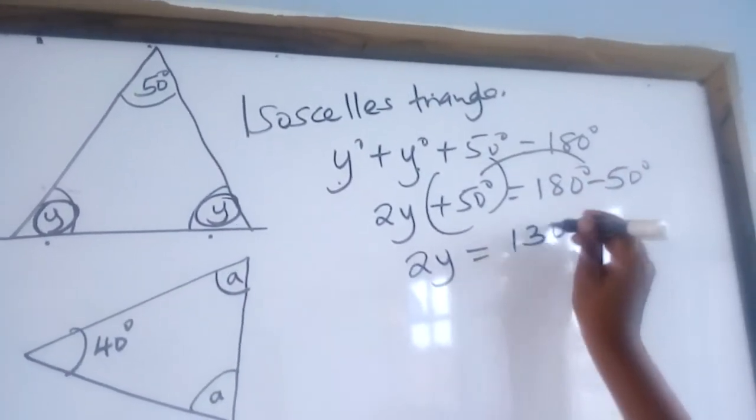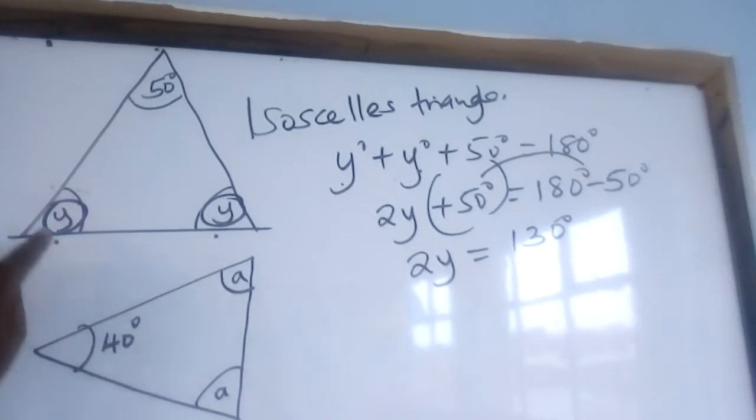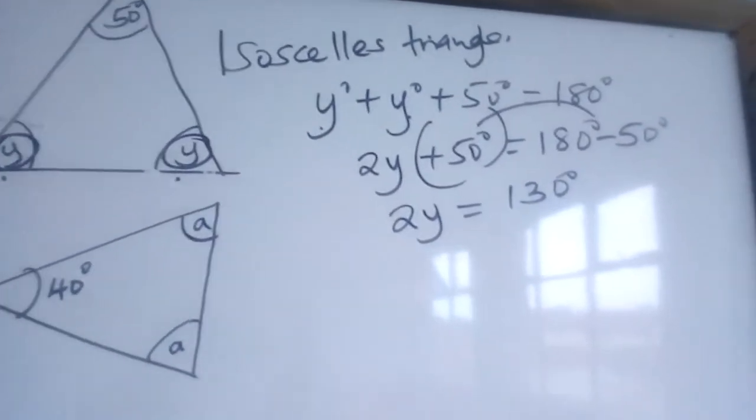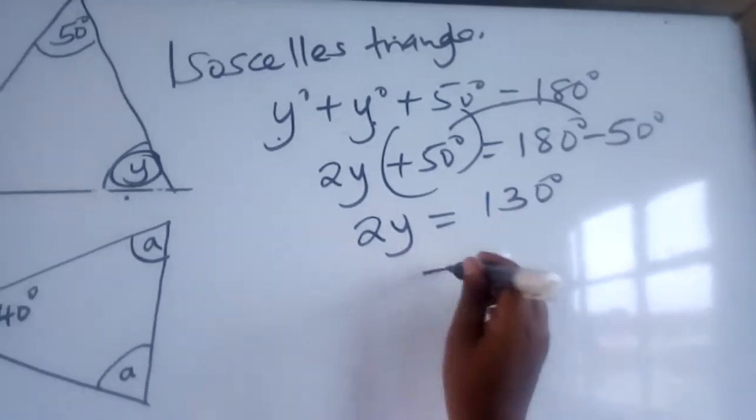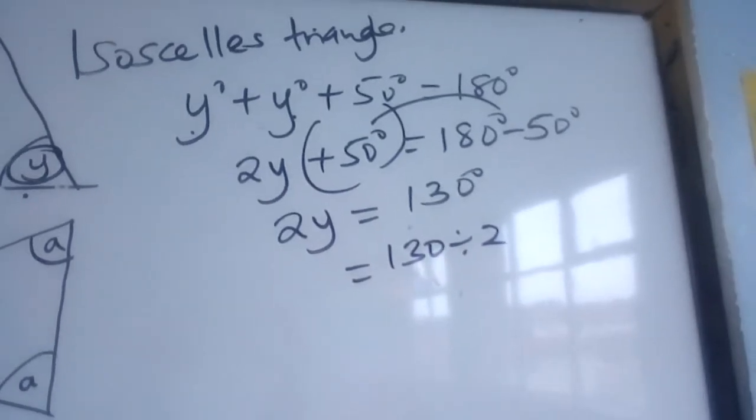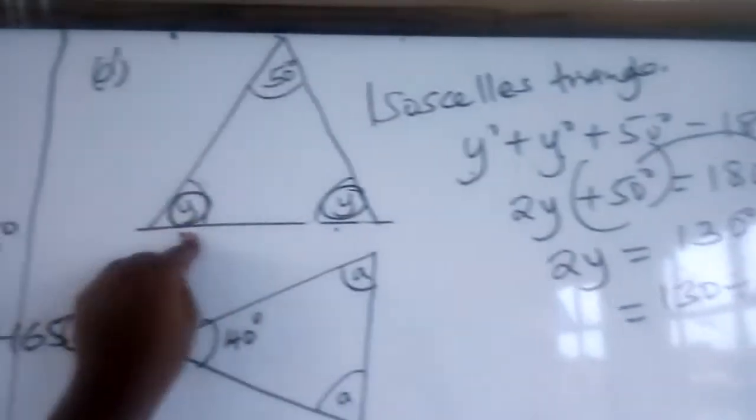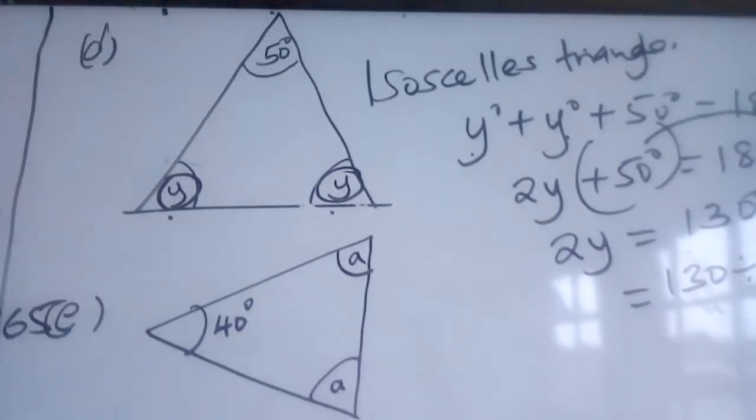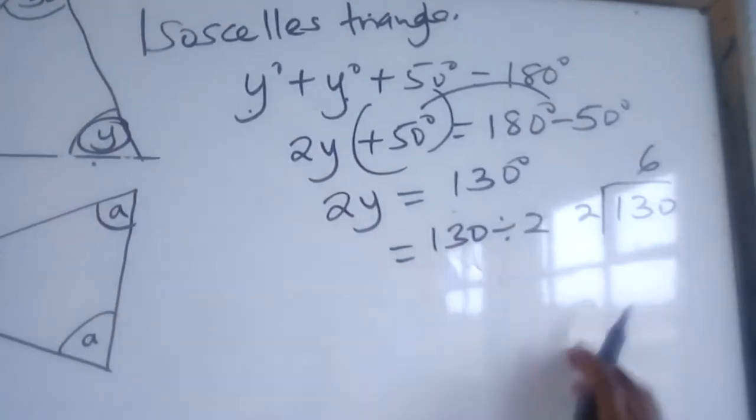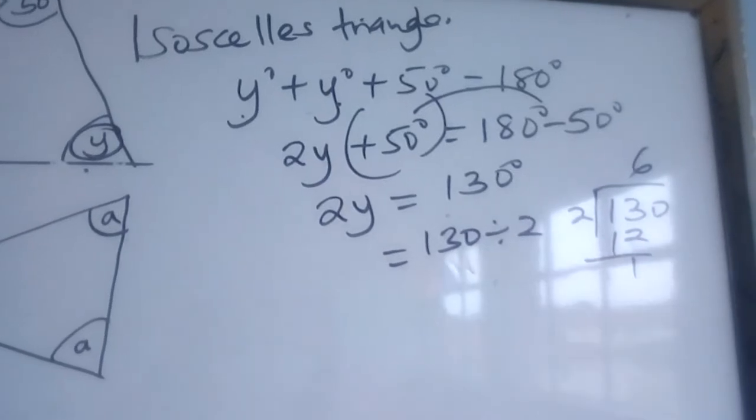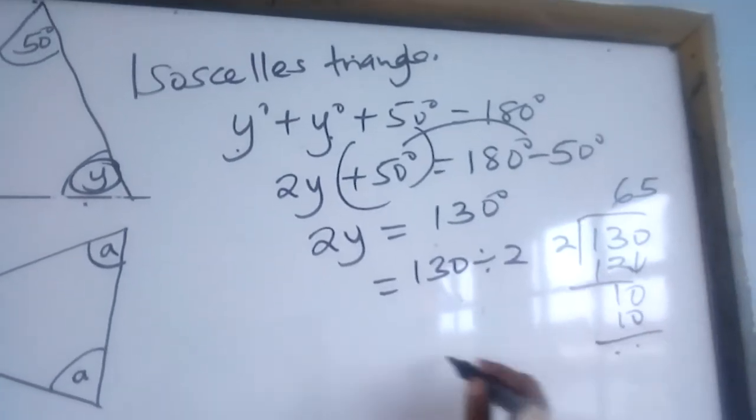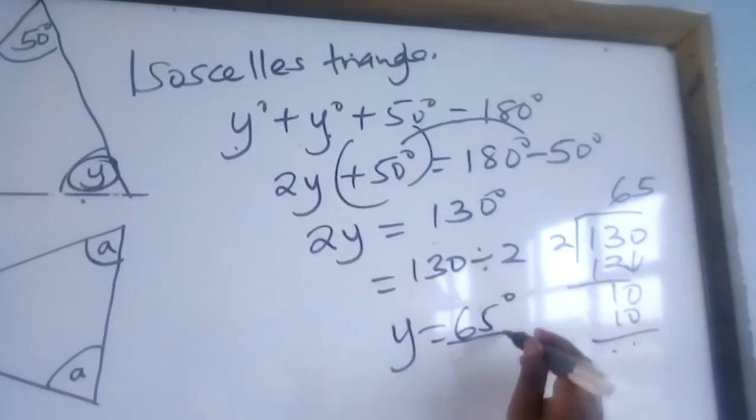subtract, 130 degrees. So these two angles are the ones that give you 130 degrees. What about this other angle? So this one means this is 130. This is 130 divided by 2, because these are two angles that are equal and we want one angle. So we have 130 divided by 2. This one will be 6 because of 12. We made 1, drop 0. This is 5 because of 10, and therefore our y is 65 degrees.